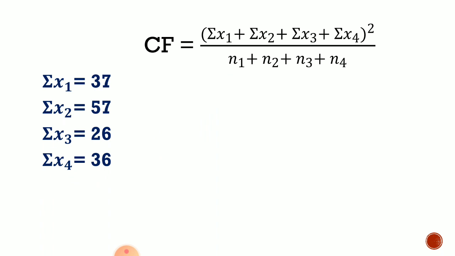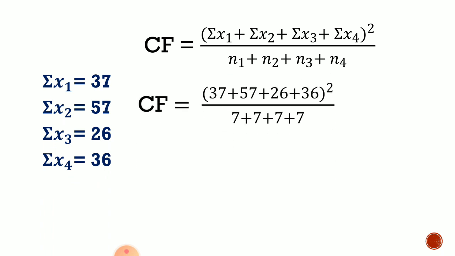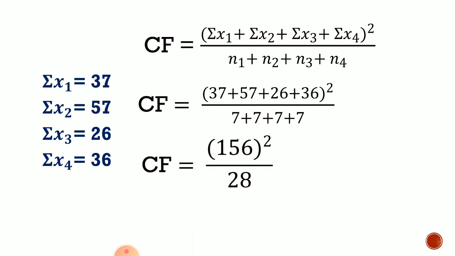Plugging these values into the formula, CF is equal to the quantity 37 plus 57 plus 26 plus 36, squared, divided by 7 plus 7 plus 7 plus 7. Simplifying it further, that is 156 squared divided by 28. So the correction factor is equal to 869.14.